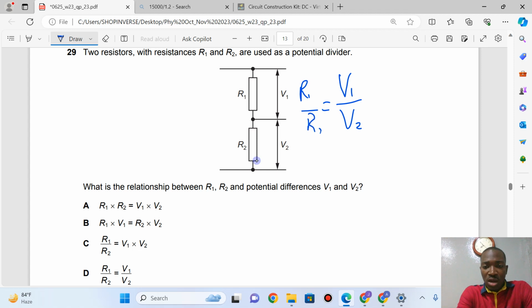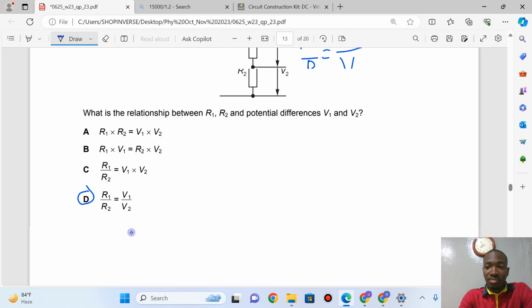R1 ratio R2. That simply means if the resistance here is higher than the resistance here, the voltage here will be higher than the voltage across the second resistor. So that's the formula for the voltage divider. From this, R1 over R2 equals V1 over V2. That's option D for question number 29. We go straight to question number 30.